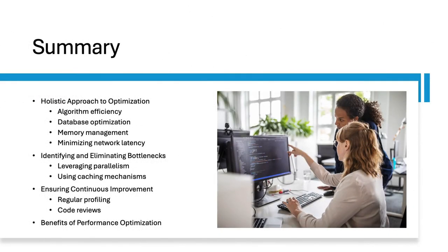In summary, optimizing software performance involves improving algorithm efficiency, database optimization, memory management, and reducing network latency. By eliminating bottlenecks, leveraging parallelism, and using caching, developers can enhance user experiences. Regular profiling, code reviews, and continuous testing ensure lasting optimizations, resulting in scalable and robust software.